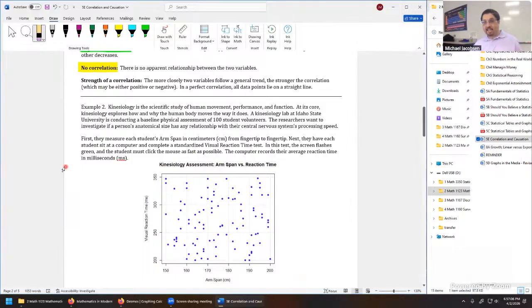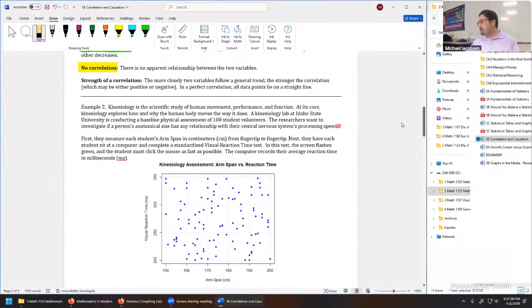So going on to the next level of the study, it says, first, they measured each student's arm span in centimeters. So that's going to be their anatomical size. That's why we have here arm span centimeters. So this is people at 150 centimeters all the way up to 200 centimeters for how far they can hold their arm from fingertip to fingertip.